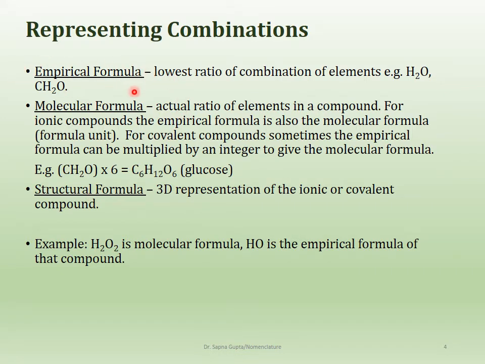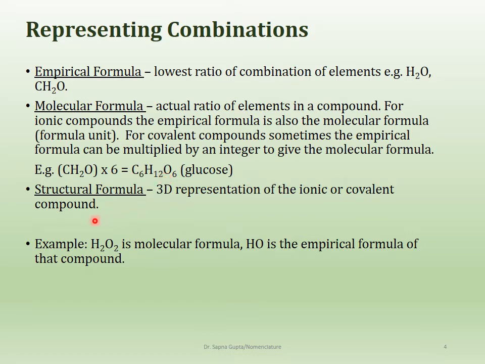There are 3 different kinds of formulas: empirical formula, molecular formula, and structural formula. Empirical formula is the lowest combination of elements, okay, and so you have H2O, for example, CH2O. Molecular formula is the actual ratio of elements in a compound, which means that I can take an empirical formula, multiply it by an integer, and get the final compound, okay. This one, if you divide by 6, you should come up with the empirical formula. That's the relationship between empirical formula and molecular formula.